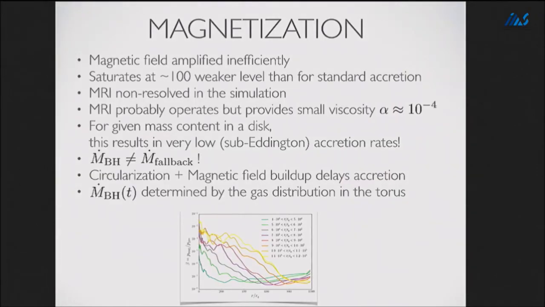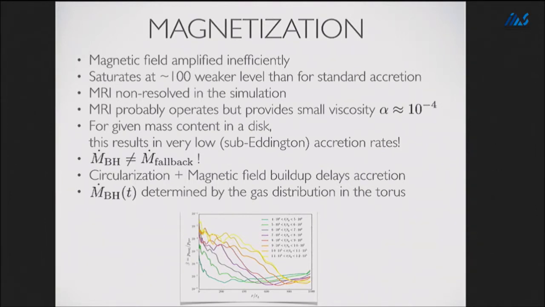Okay, so this is the summary of the magnetization. It does saturate inefficiently at the level of, let's say, roughly 100 times weaker than a standard accretion disk. In this simulation which I performed, this level was not enough to resolve magnetorotational instability, so I don't see it. But if my resolution was infinite, I would still expect that the MRIs would saturate at a level much lower than in standard accretion disks. So my guess is alpha would be 10 to the minus 4.